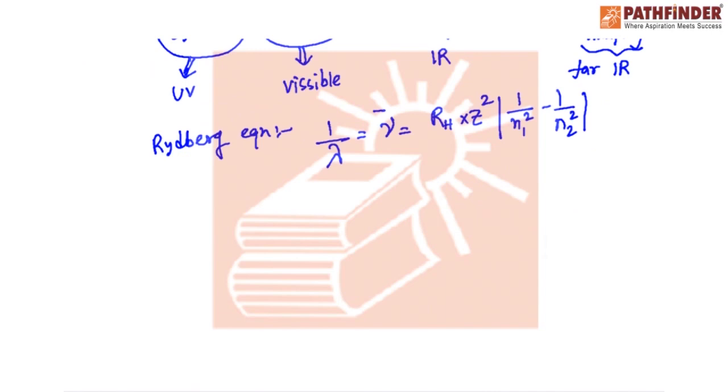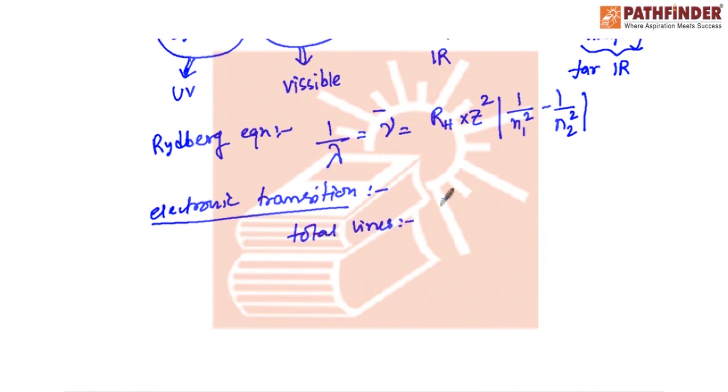Now when an electron is undergoing an electronic transition, it will produce lines, right? So the total number of lines during any electronic transition is equal to N2 minus N1 multiplied by N2 minus N1 plus 1, divided by 2, where N2 is the final principal quantum shell and N1 is the initial principal quantum shell from where the electron went through the electronic transition.